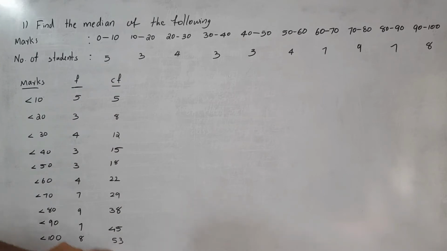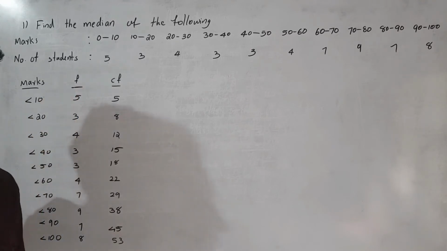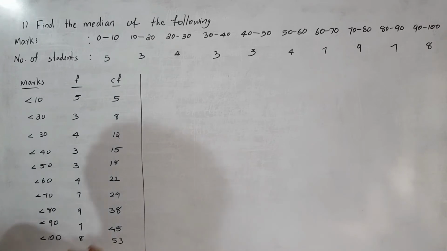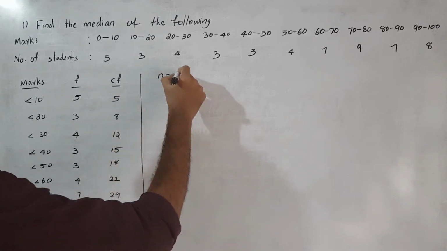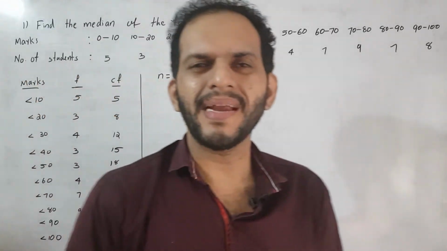That 53 is the total of the frequency. The last value we get in a less than cumulative frequency table is the total of the frequency. That means the number of observations n is equal to 53. The next step is to choose the median class.